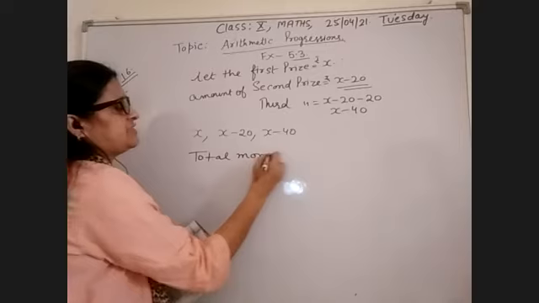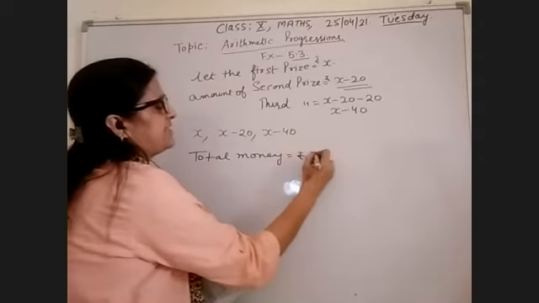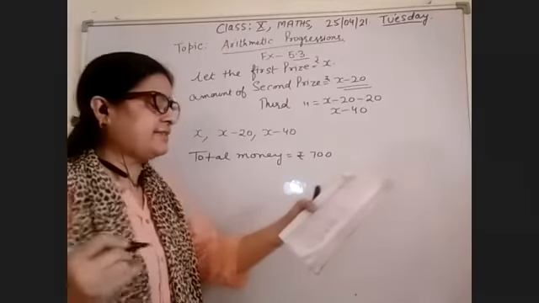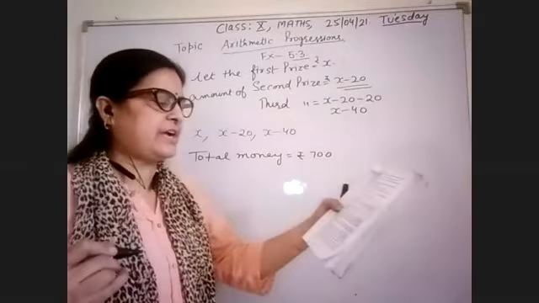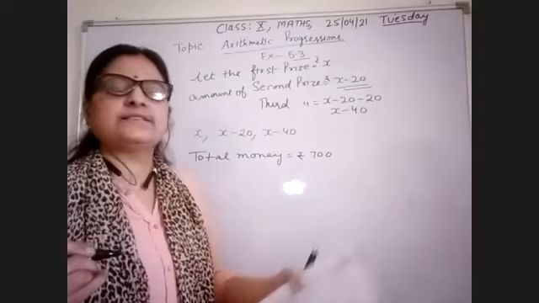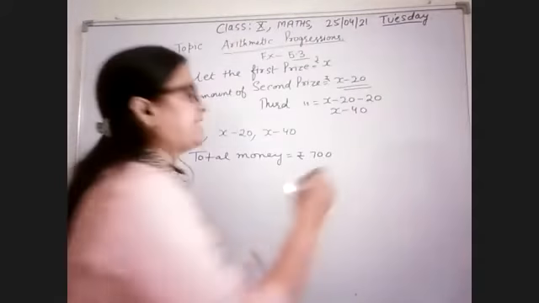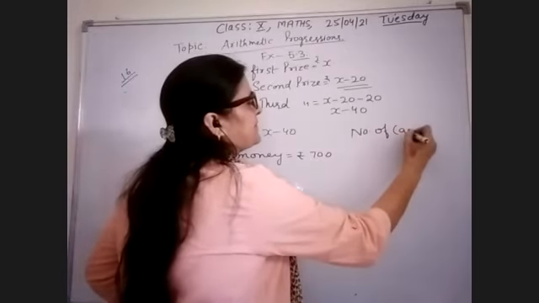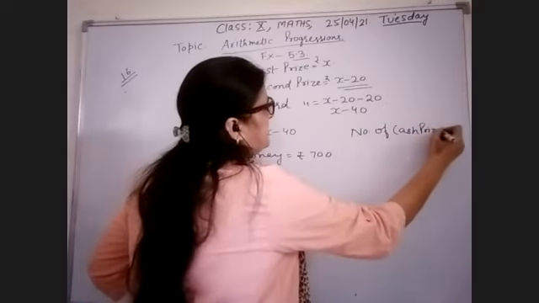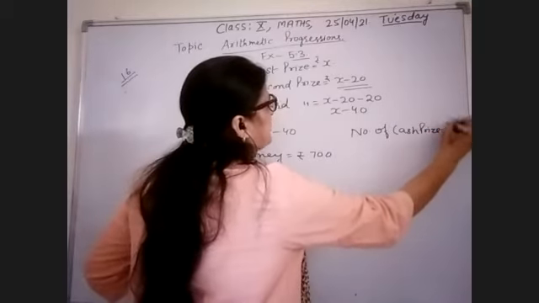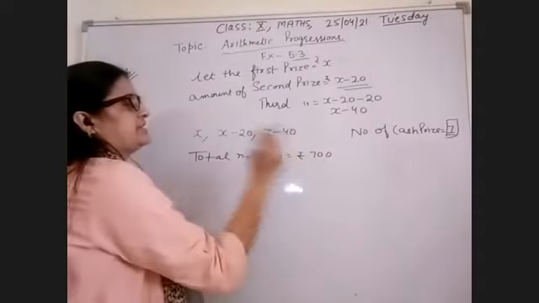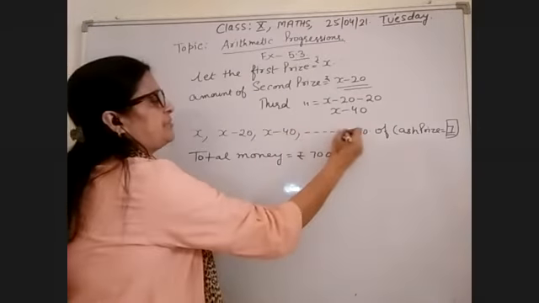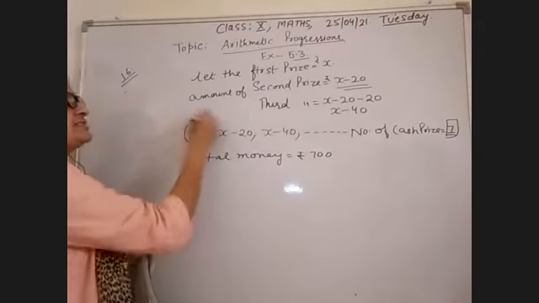Total prize money जो है वो है rupees 700, and it 700 is to be divided to the given 7 cash prizes. Total cash prizes जो है, number of cash prize जो है वो दिया गया है कितना, 7 cash prizes में इसको divide किया गया है. So this is forming an AP. How it is forming an AP?